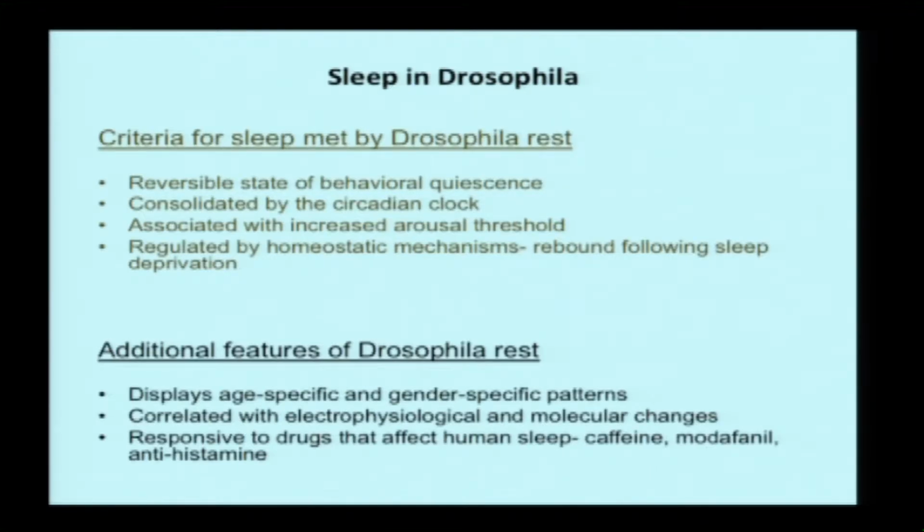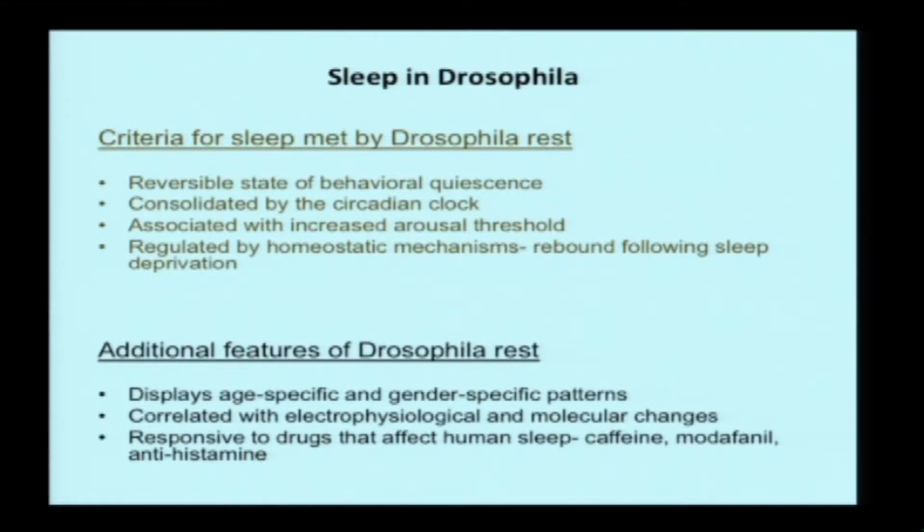Okay, so now here are some additional features of Drosophila rest that are reminiscent of human or mammalian sleep. There are age-specific and gender-specific patterns. I said that we didn't want to do EEGs, but in fact, Ralph Greenspan's lab did, as close as you can get, the equivalent of EEGs in the fly. They recorded from fly brains and showed that electrophysiologically, the patterns are different during sleep. Again, I don't think that they would use this routinely as an assay, as we wouldn't, but they've nevertheless established that there are electrophysiological changes, and there are molecular changes.